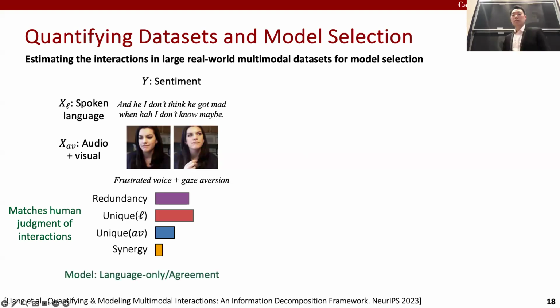And because of this pattern of interactions, we can suggest using a model that is language only to capture most of the performance. Or if you want to use a multimodal model, you should use something that forces the agreement between both modalities because there's so much redundancy in your data.